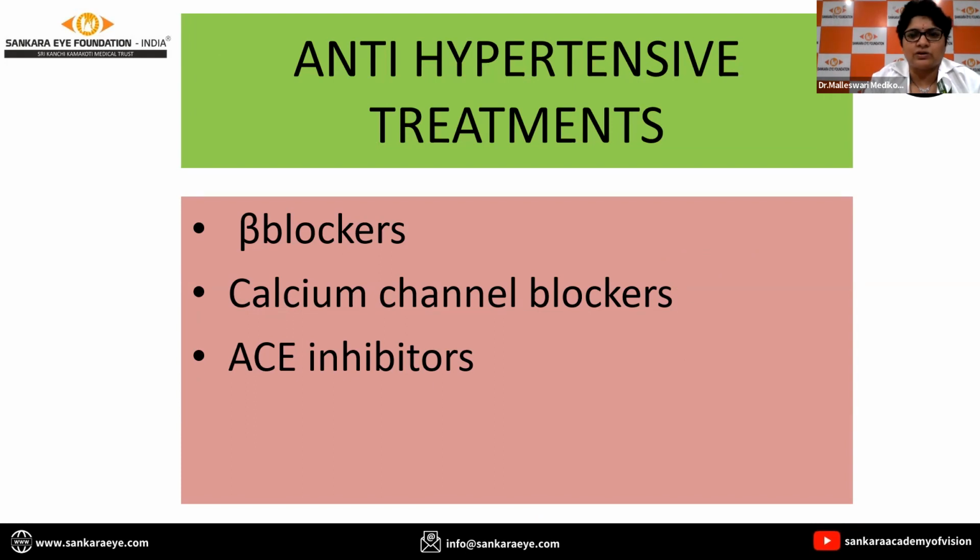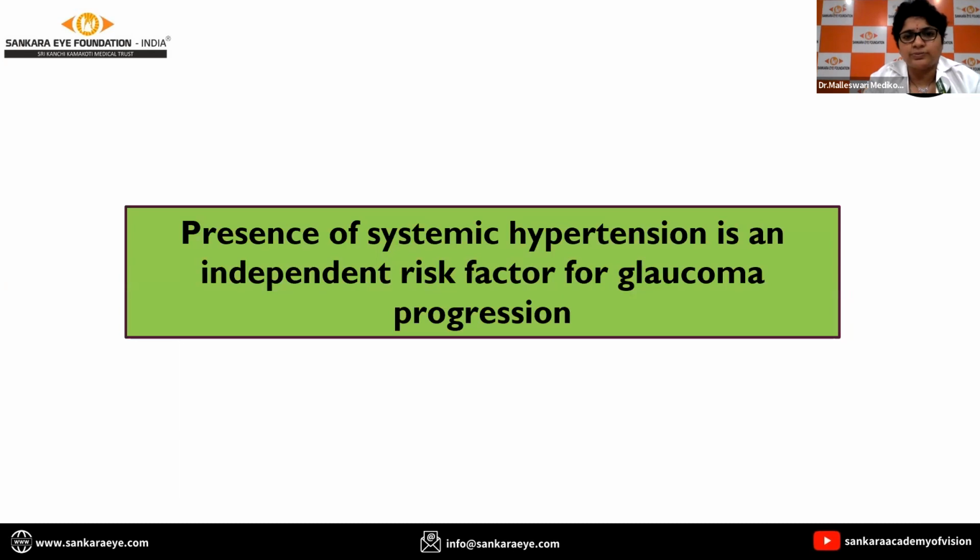And the calcium channel blockers in topical formulations will increase the blood supply to the optic nerve head because of vasodilatation. But in systemic formulations, some studies showed that the incidence and the prevalence of POAG is more in patients who are on systemic calcium channel blockers. And ACE inhibitors, again, will increase the optic nerve head perfusion, and that can cause some protective effect on the optic nerve head. So the presence of systemic hypertension is an independent risk factor for glaucoma progression.